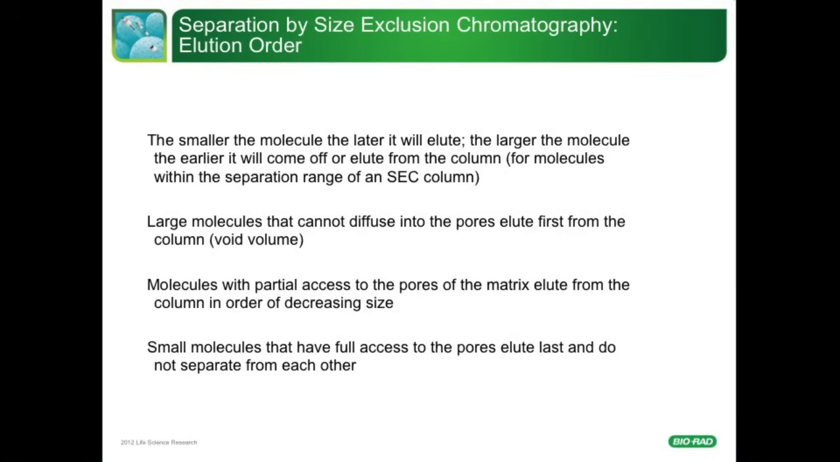Separation by size exclusion chromatography, the elution order. The general rule of thumb is the smaller the molecule, the later it will elute. The larger the molecule, the earlier it will come off the column, for molecules within the separation range of an SEC column. Large molecules that cannot diffuse into the pores elute first from the column, in the void volume. Molecules with partial access to the pores of the matrix elute from the column in order of decreasing size. It's a very important concept. Small molecules that have full access to the pores elute last and do not separate from each other.